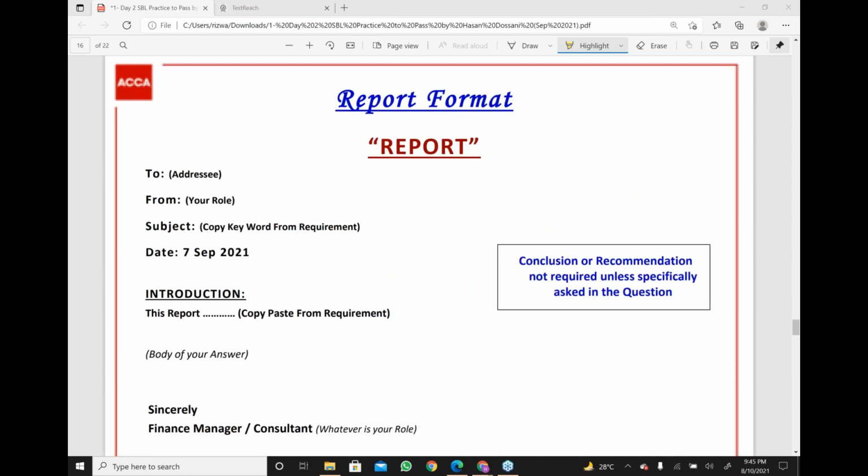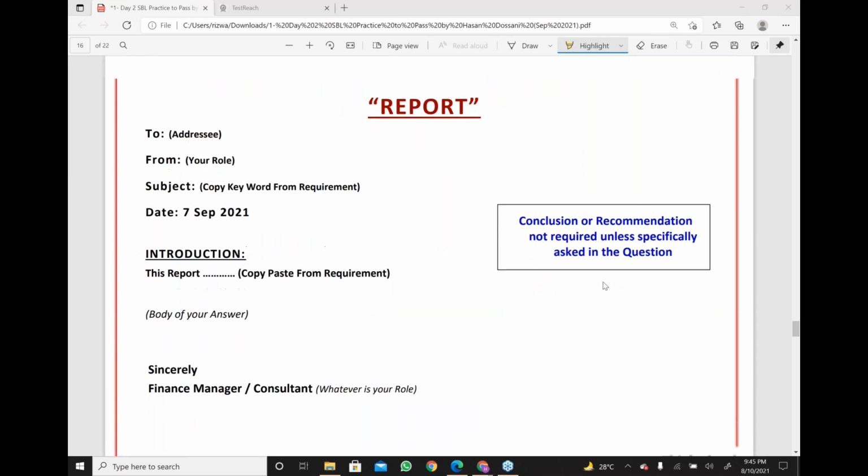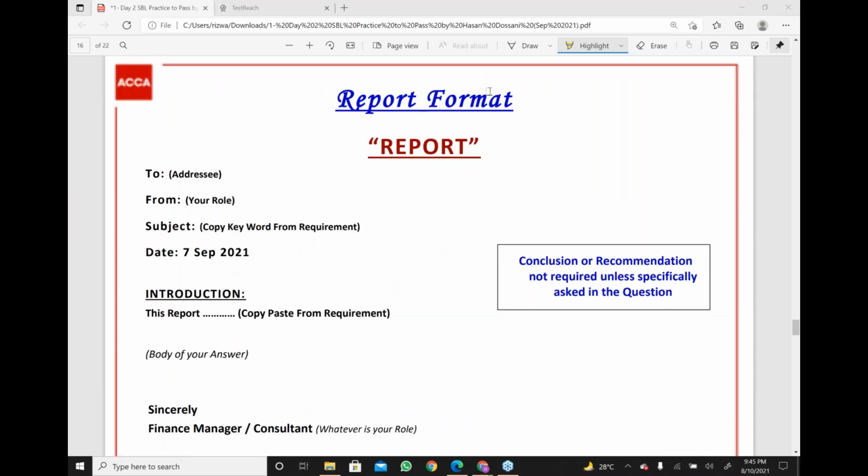Now, a report format, it's very similar to the one we did yesterday. Yesterday we talked about briefing paper. Today we'll talk about report. There is a to, there's a from, there's a subject, there's a date, there's a proper heading called introduction. So in briefing note, you might not give a heading of introduction, but in report, you have to give a proper heading called introduction.